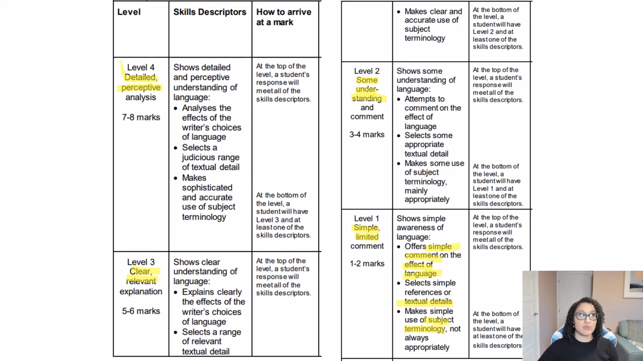To make yourself a kind of more secure grade 7, 8 or 9 though, you want to be aiming for that level 4, 7 or 8 out of 8. To get that 7 or 8 out of 8, you need to have detailed, perceptive analysis. So the word detailed is pretty self-explanatory there.